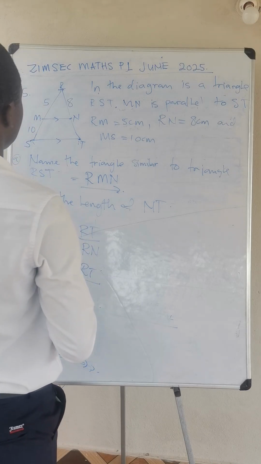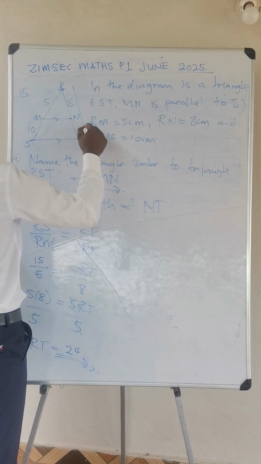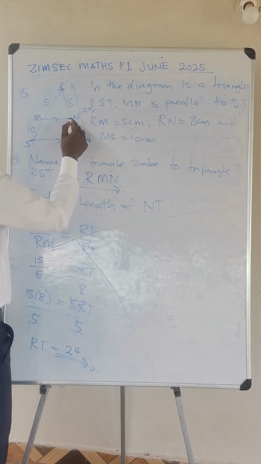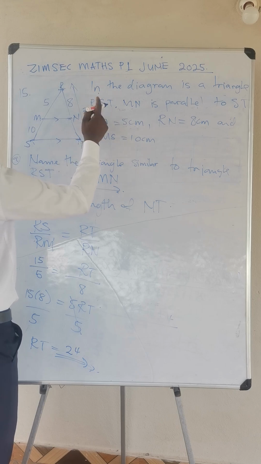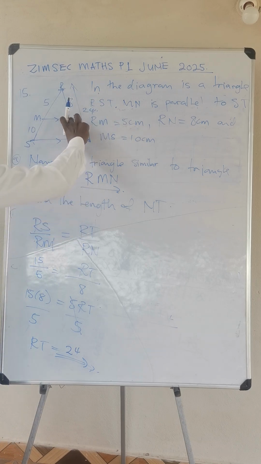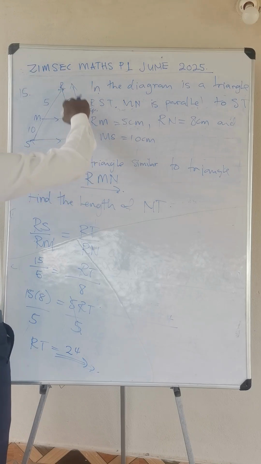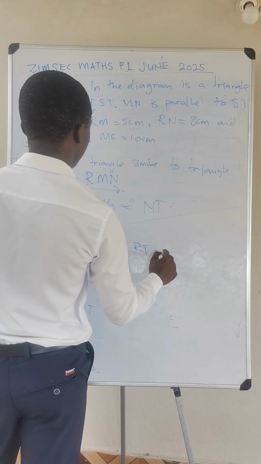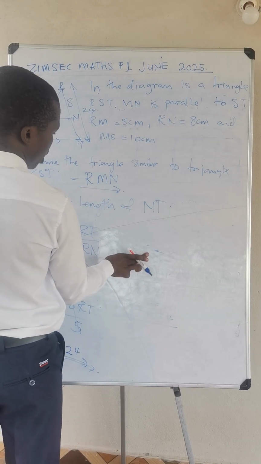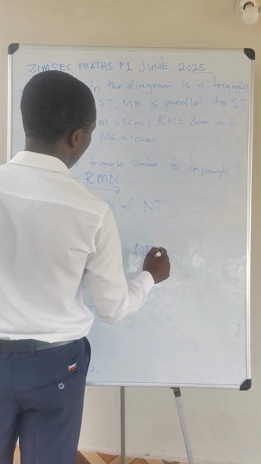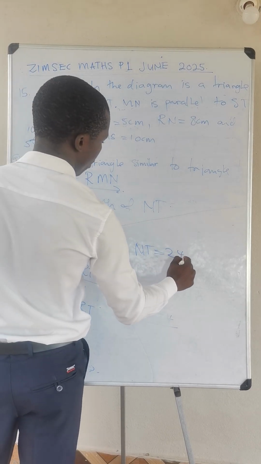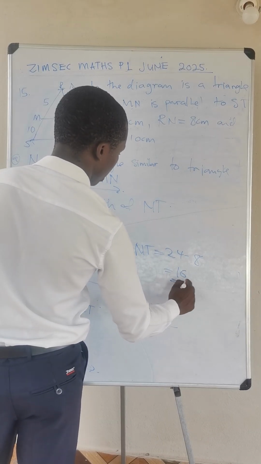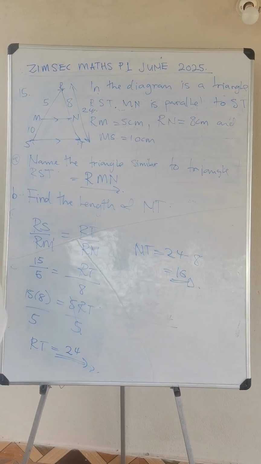So it means this whole length is 24. To get this part, we have to subtract this part from this whole length. So our NT is equal to 24 minus 8. Therefore, we get 16. So this is our final answer.